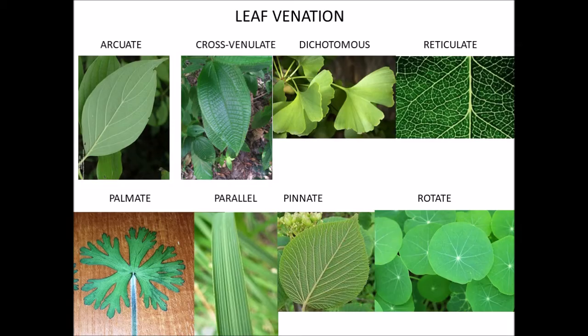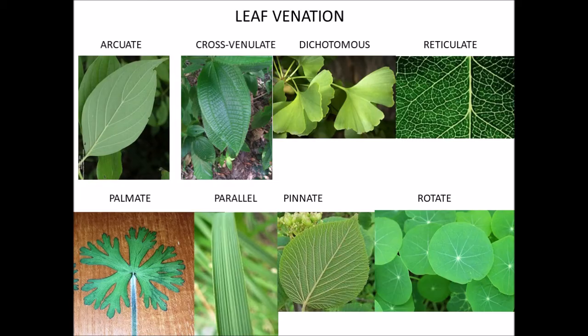Leaf venation. There are actually a number of different kinds of leaf venations, and it's quite complex. Arcuate basically means that all the leaf veins kind of move or terminate towards the tip, so they angle upwards towards the tip. Cross-venulate is where secondary veins connect to one another, as in this leaf here. You can see it's got a nice pretty pattern. Dichotomous is where the leaf veins branch into twos, and then those two branch into two, etc. And this is the case in the ginkgo leaf.